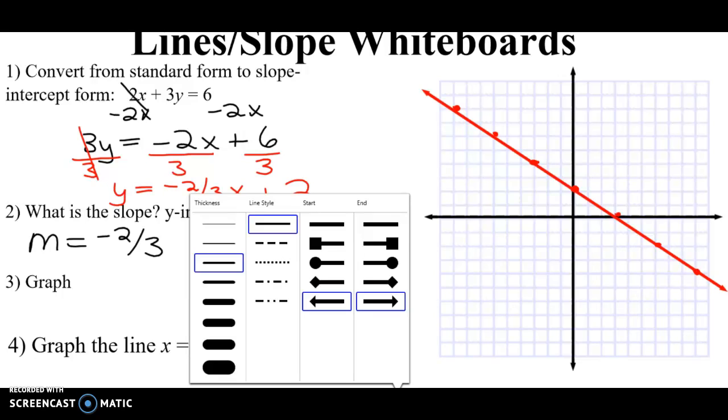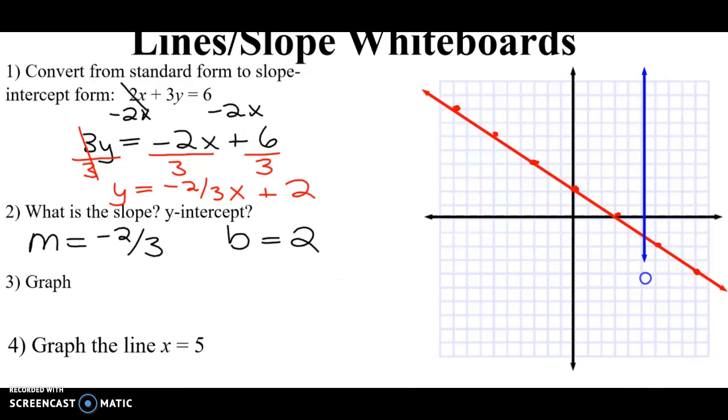It's a vertical line at the x value of 5. So it looks something like that. Okay?